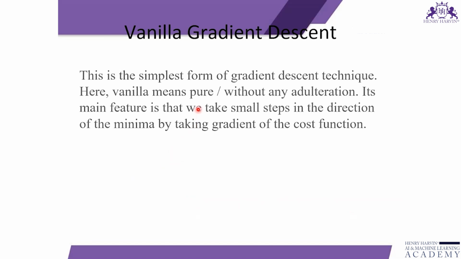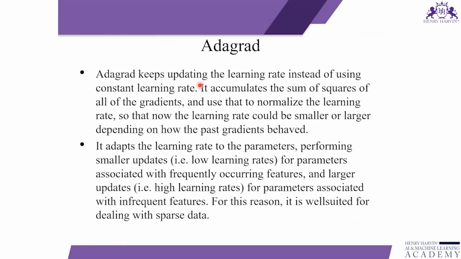Vanilla gradient descent is the simplest form of gradient descent technique. Here, vanilla means pure or without any adulteration. Its main feature is that we take small steps in the direction of the minima by taking the gradient of the cost function. AdaGrad keeps updating the learning rate instead of using a constant learning rate.